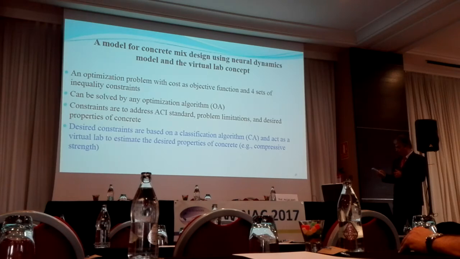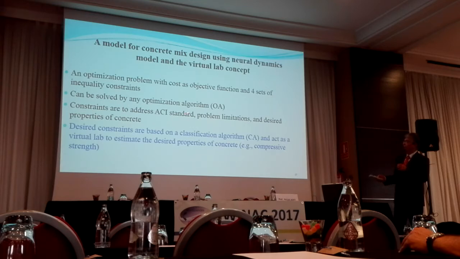So here we define this as an optimization problem with cost as objective function. We minimize the cost, and then we have 4 sets of constraints, and we solve it. We can solve this actually using any optimization algorithm, but we use the optimization algorithm that I mentioned a few minutes ago. For the desired constraints, which means what strength you want, what properties you want, we use a classification algorithm, and that acts as a virtual lab to estimate the desired properties of concrete. So we introduce the concept of virtual lab. Rather than going to the lab and making the test, we use a classification algorithm which is based on prior data.